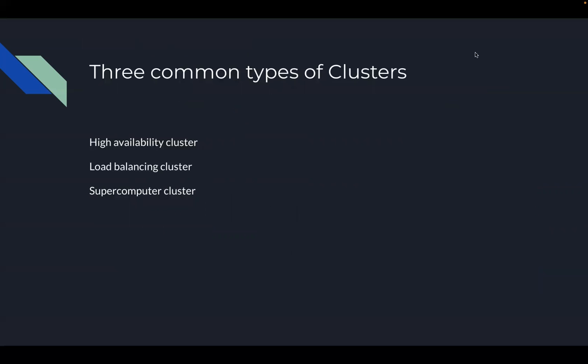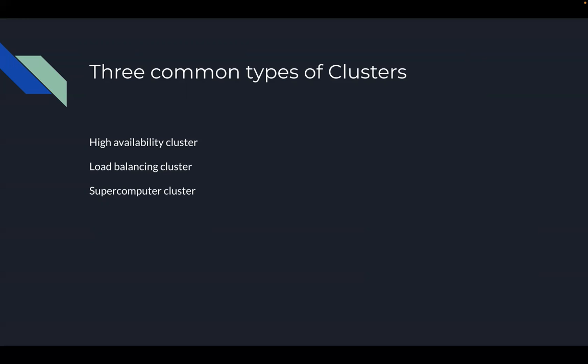So then we'll talk about three common types of clusters. A high availability cluster is usually a complex cluster organization with two or more nodes. This type of cluster can still provide effective information and services to customers in the case of unexpected system failures.